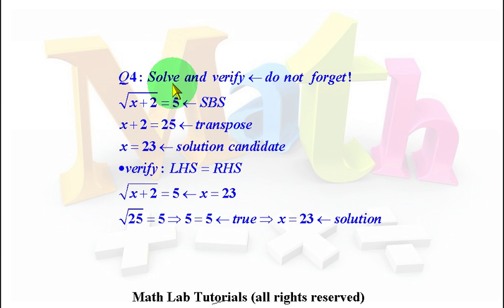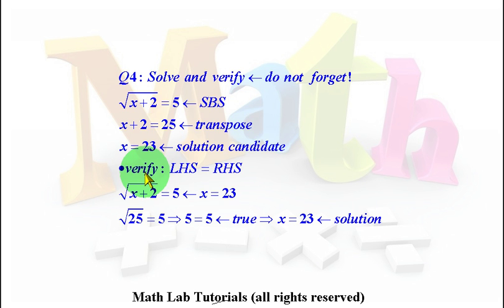Question number 4, again, solve and verify. Do not forget to verify. We have the square root of x plus 2 equals 5. Again, we're going to square both sides. On the left, we get x plus 2. On the right, we get 25. So you want to transpose the 2 over to the right-hand side, and we get x equals 25 minus 2, which is 23. That's our solution candidate.